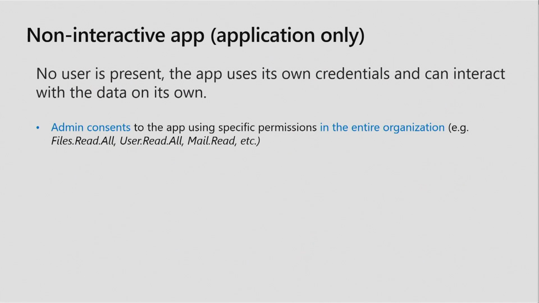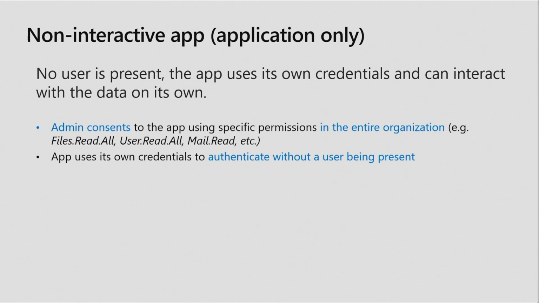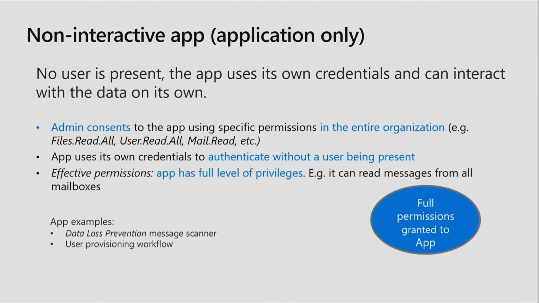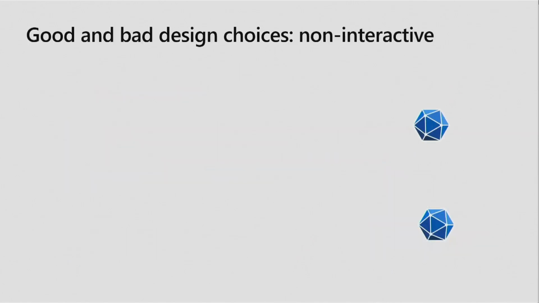entire organization. There are ways in which, for mail, calendar, and contacts data, you can restrict to a set of users. But again, this is mostly wide scope access to all of the data in the organization. Then the application uses its own credentials to authenticate without a user being present. And in this case, as opposed to the last one, the effective permissions of the request are all of the permissions that have been granted to the application. So let's look at some of the good and bad design choices in this case.